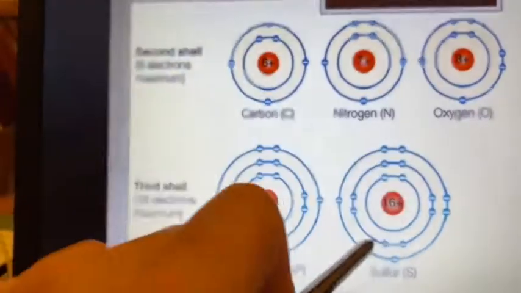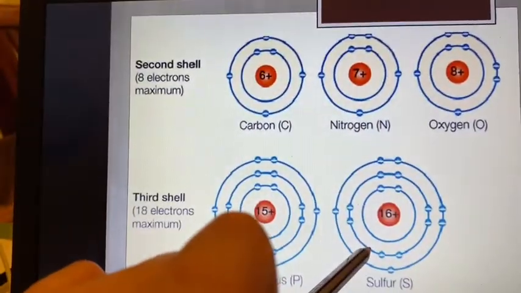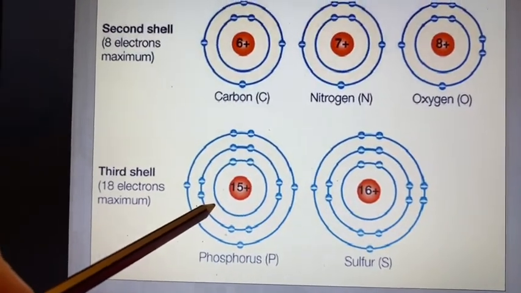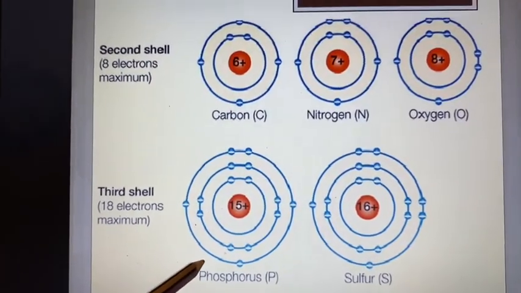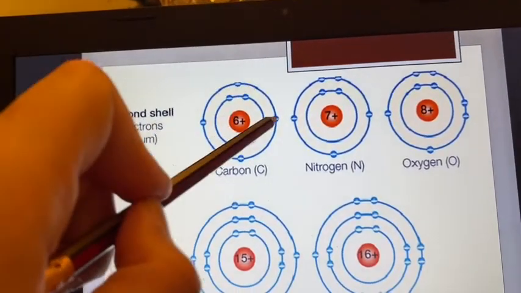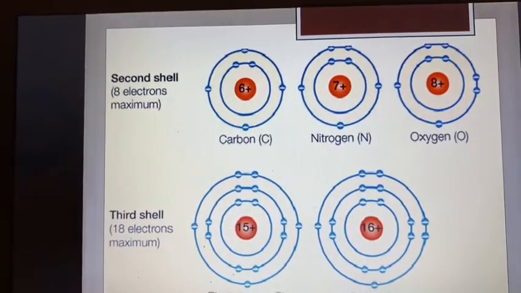Okay, so oxygen and sulfur are in the same group, group number 6. It means they have 6 electrons. Nitrogen and phosphorus are in group number 5. It means they have 5 electrons in the outer shell. Look at carbon: 1, 2, 3, 4. It has 4 electrons in the outer shell, so it is in group number 4.